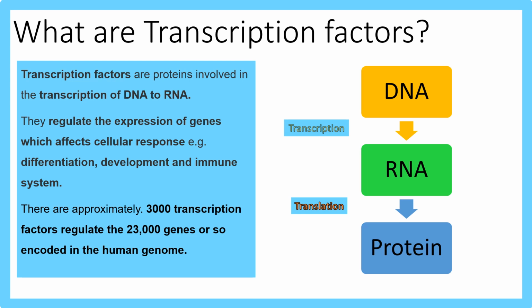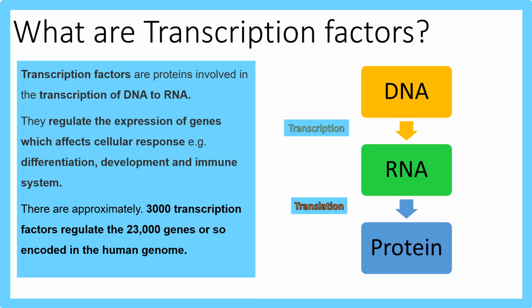Now, transcription factors are proteins that are involved in the transcription of DNA to RNA. In order to produce proteins, it's a two-step process: transcription and translation. DNA needs to be unwound to form the RNA, and that step is known as transcription. The RNA template then leaves the nucleus and travels to the ribosomes to translate that information in order to produce a protein.